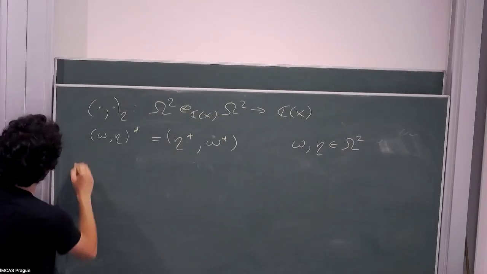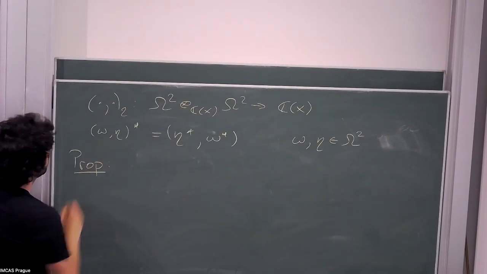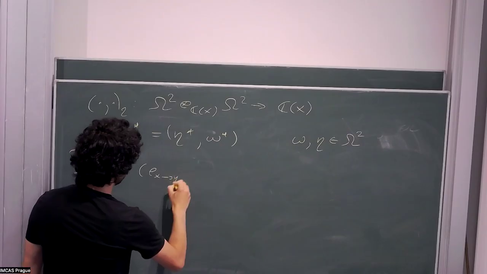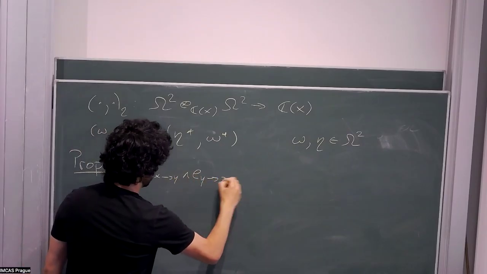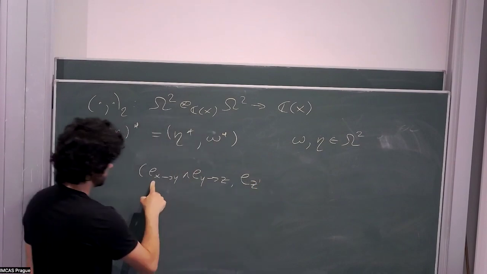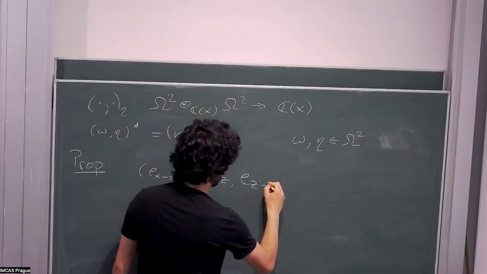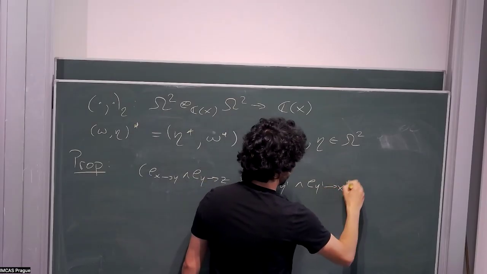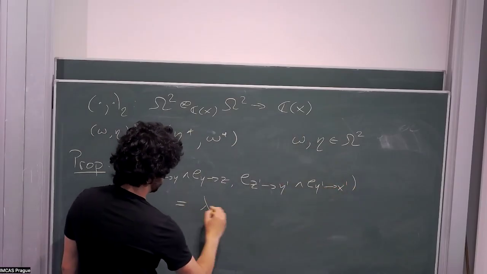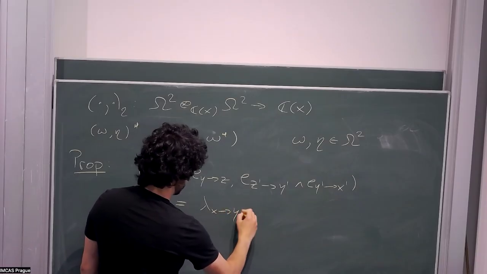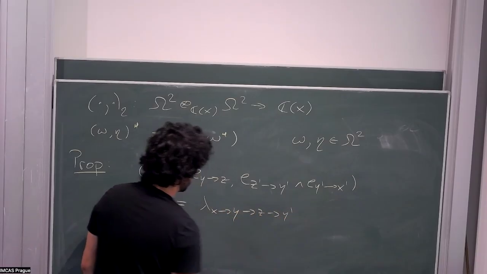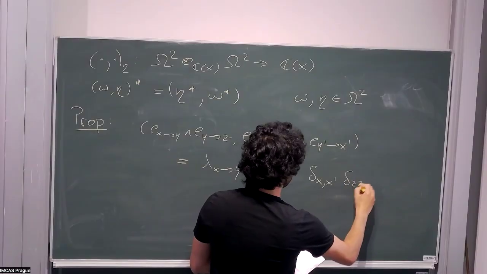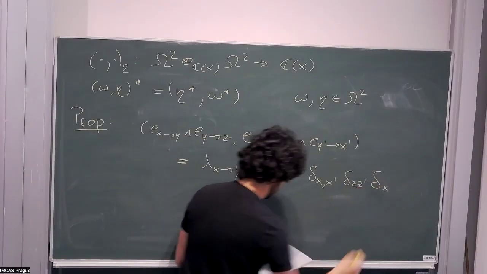And then a proposition is that for something of this form, it will act on the basis vectors as, so here we just have a path going from x to z, a two path. Here the same thing the other way around. This will then be equal to some weights, x going to y, going to z, going to y prime, and then delta x, x prime, and delta z, z prime, delta x.